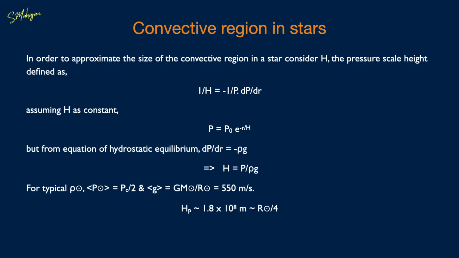For a typical solar density and average solar pressure, we know that the acceleration due to gravity on average in the Sun is 550 meters per second. This leads to a pressure scale height of 1 by 4 times the radius of the Sun. A more rigorous calculation will show that the pressure scale height is actually only 1/10 of the radius of the Sun.